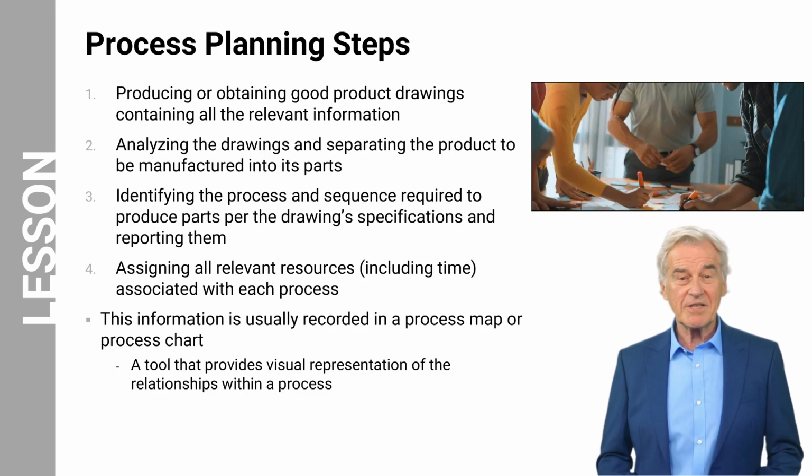Process planning involves a series of steps. These include producing or obtaining good product drawings that contain all the relevant information that is easy to read and understand, analyzing the drawings and separating the product to be manufactured into its parts, identifying the process and the sequence required to produce the parts per the drawing specifications and reporting them, and assigning all relevant resources including time associated with each process. This information is usually recorded in a detailed document referred to as a process map or process chart. A process map or process chart is a tool that gives a visual representation of the relationships within a process.